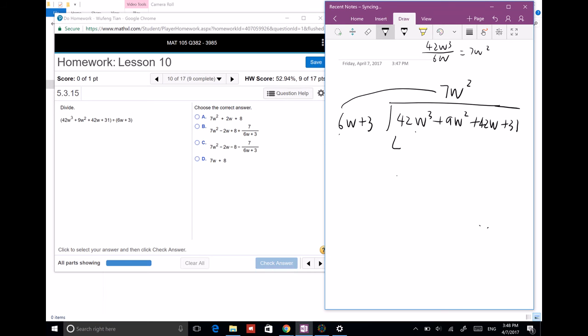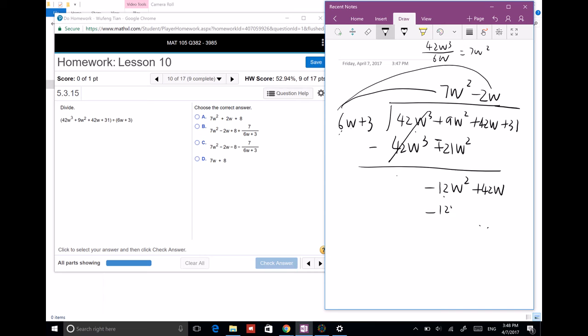Now multiply, it is 42w cubed. 3 times that is 21w squared. Then we reverse the sign, because we subtracted, reverse the sign and add them together, cancel. 9 minus 21 is negative 12w squared plus 42w. Now we use negative 2 because negative 12 divided by 6 is negative 2. And w squared divided by w is negative w. So minus 2w, we multiply it, it is negative 12w squared and negative 6w. So reverse the sign, you add it, cancel out, it is 48w plus 31.